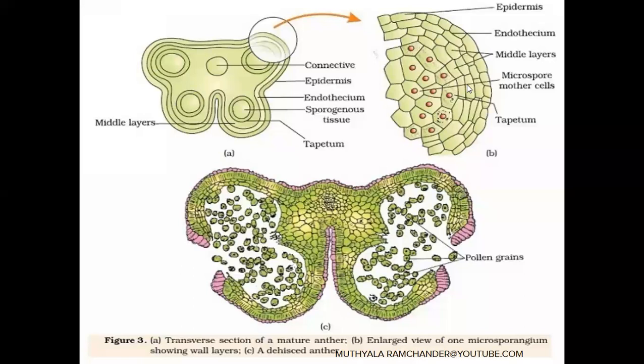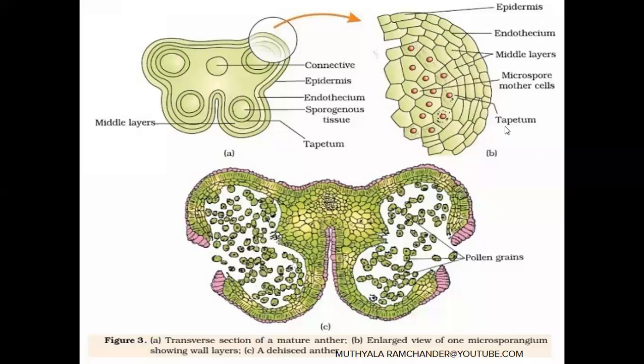From the endothecium to the tapetum layer, meaning endothecium, middle layers, and tapetum, these three types of layer cells are called the anther wall. The outer layer of the anther wall is epidermis. Below the epidermis, endothecium. Below the endothecium, two middle layers. Below the two middle layers, the tapetum layer is present.